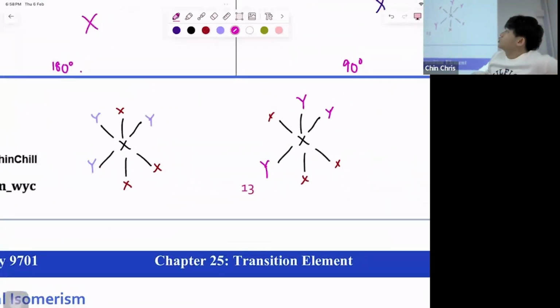Alright guys, let's look at these two. Are they the same or are they different? You must be able to tell, because in the exam, so they are the same, right? You can see a 180. Same.